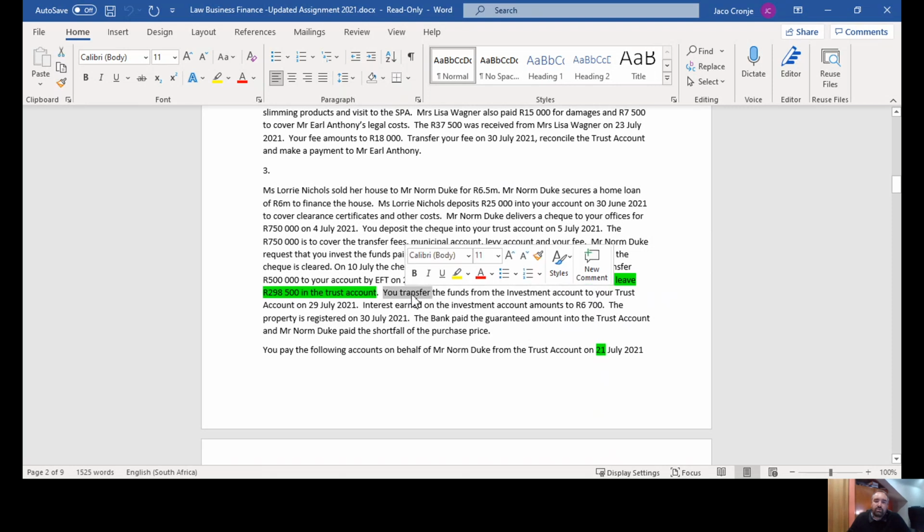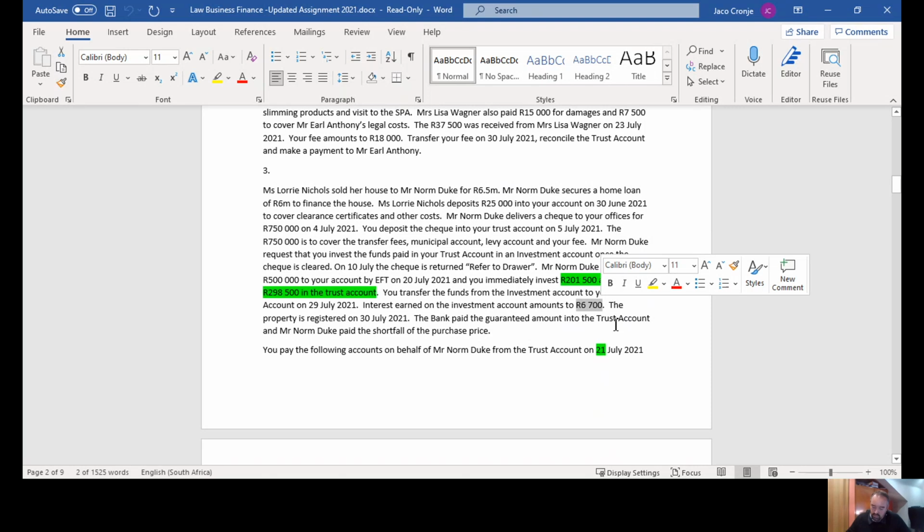Then at a stage, we're going to transfer the funds from the investment account to your trust account on the 29th of July. So we withdraw the investment and then we earned interest to the amount of 6,700, and remember to split that interest in 5% to the LPC, 95% to the client. Okay, then the property is registered on the 30th of July. So there, make a note that we now have to transfer the purchase price from Mr. Duke's account to Mrs. Nichols' account.